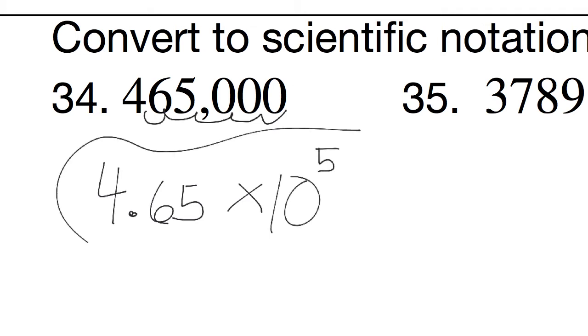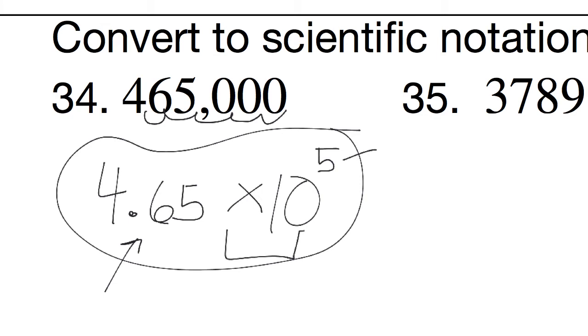That's the answer. Notice in scientific notation that this number is always a number between 1 and 10, and it's always times 10 to some either positive or negative integer. And if this number is positive, then you're looking at a really big number. If this number is negative, then you're looking at a really small number. And the number of places that you have to move the decimal in order to create the new number is going to be the exponent.